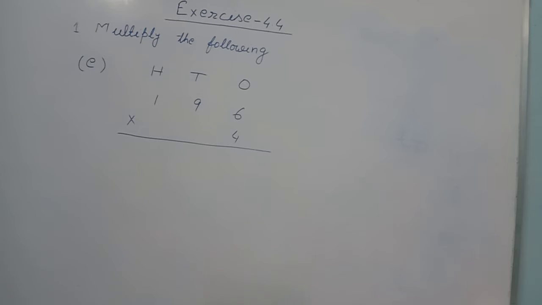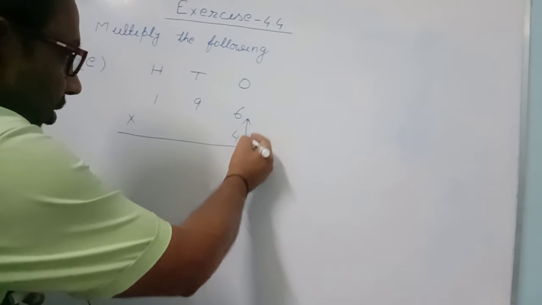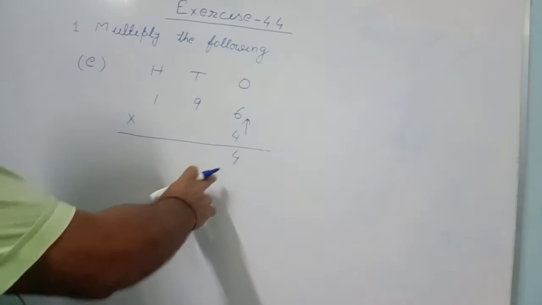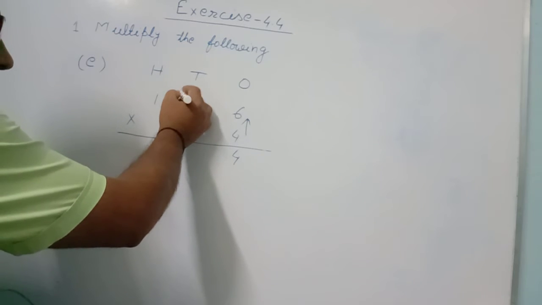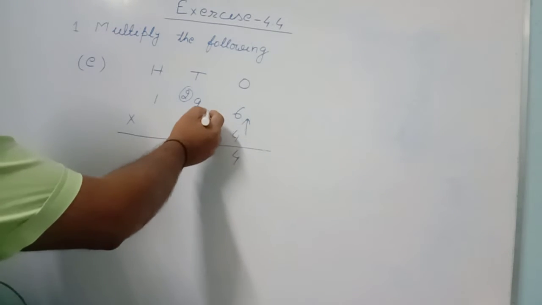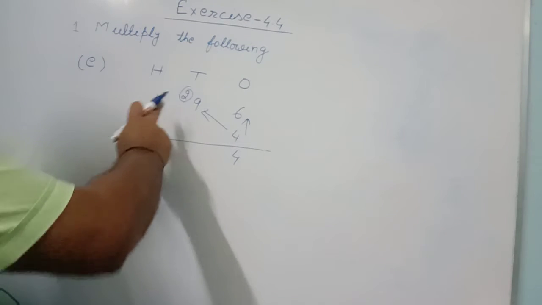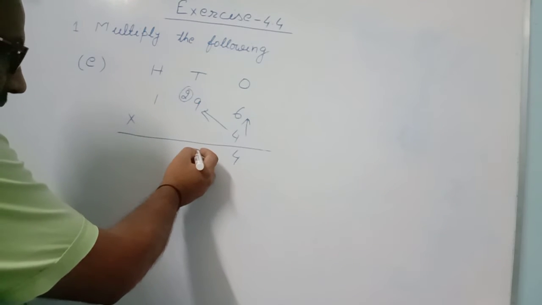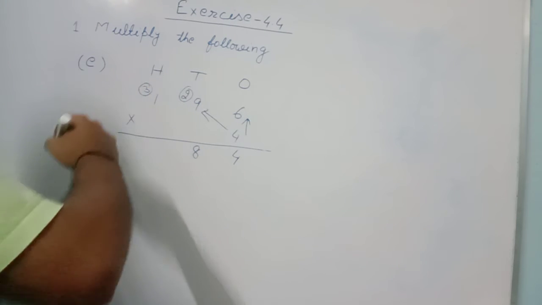Now question number 1E, here you are asked to multiply 196 by 4. So first we will multiply these two digits, 4 6s are 24, that 4 of 24 will come at 1's place and 2 of 24 will go at 10's place. Now we will multiply these two numbers, 4 9s are 36 and 2 is already there, so I added 2, 36 plus 2, 38, 8 of 38 will be written here and 3 of 38 will come at 100's place.